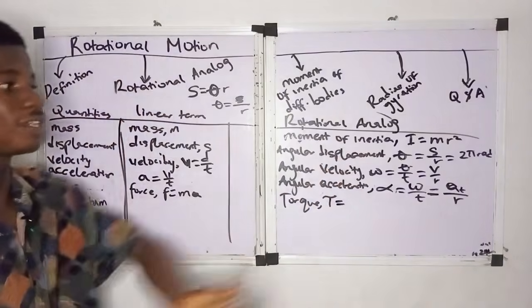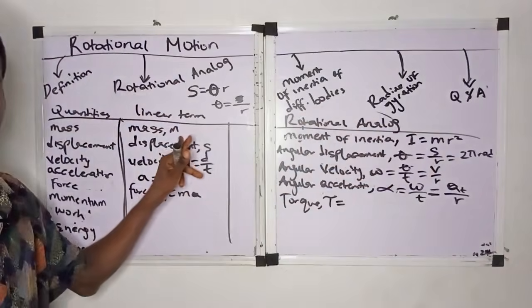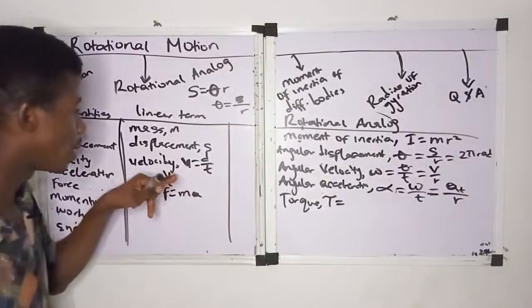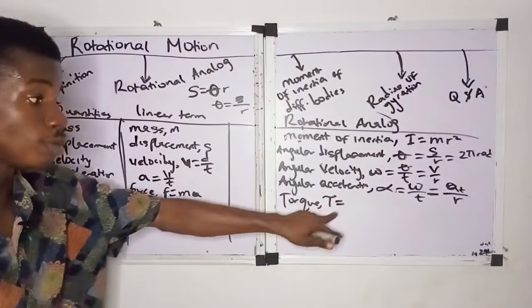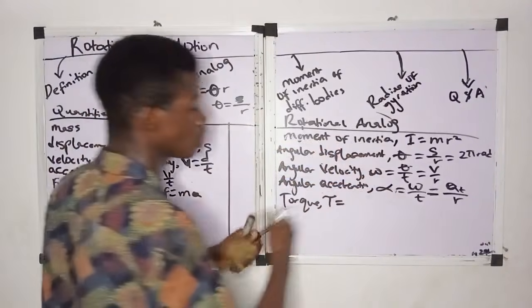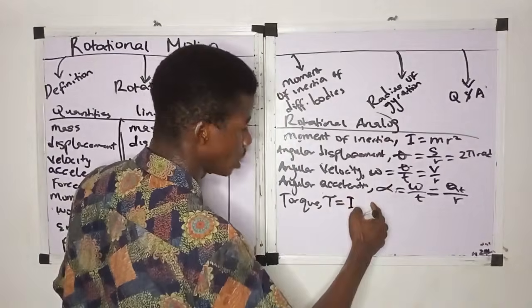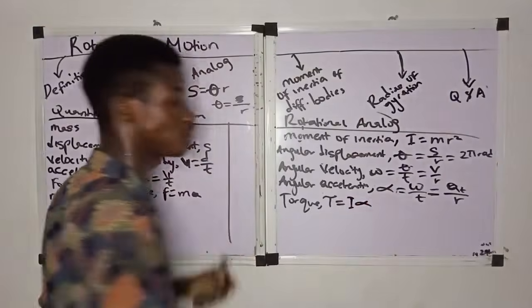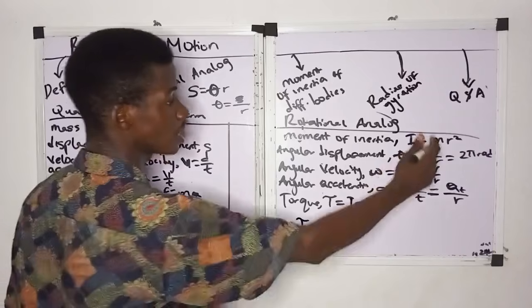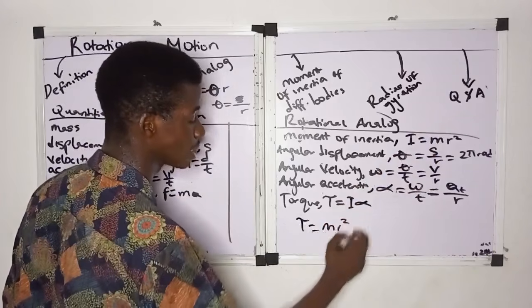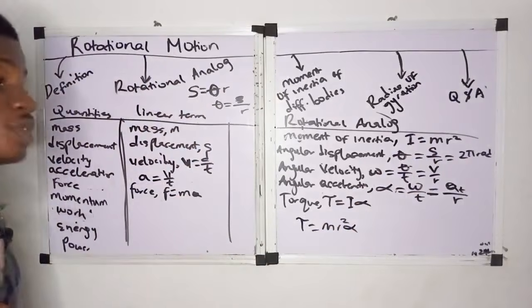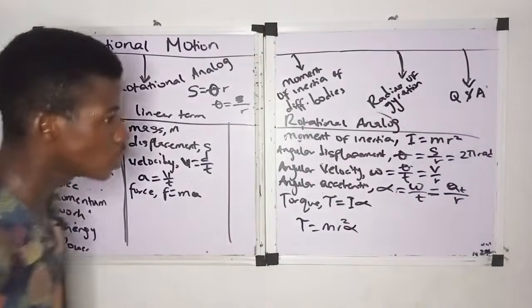Remember, I told you guys that moment of inertia is the analog of mass. So if force is equal to mass times acceleration, therefore torque will be equal to moment of inertia times angular acceleration, right? That is just it. Therefore, if we expand it, we all know that moment of inertia is m r squared, then angular acceleration. So it's very easy.